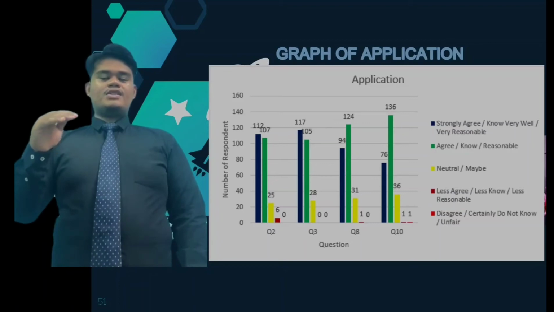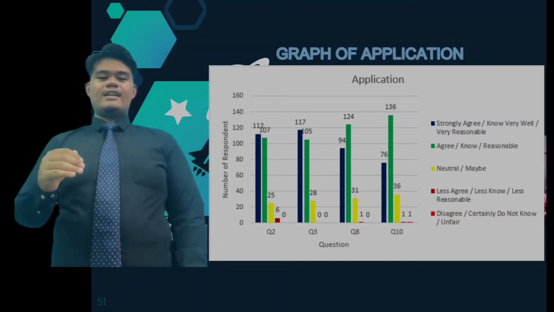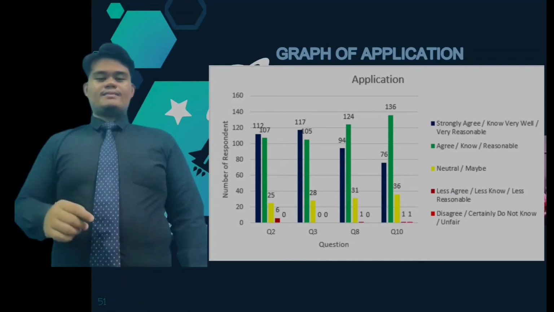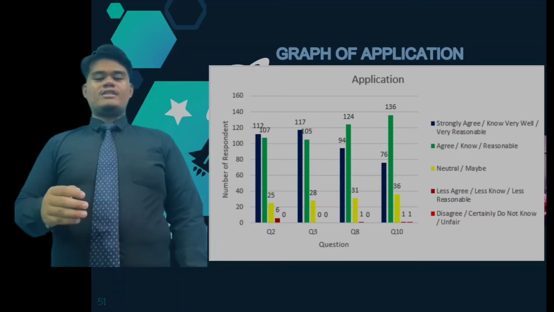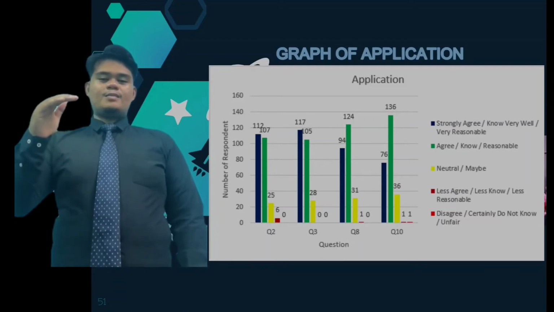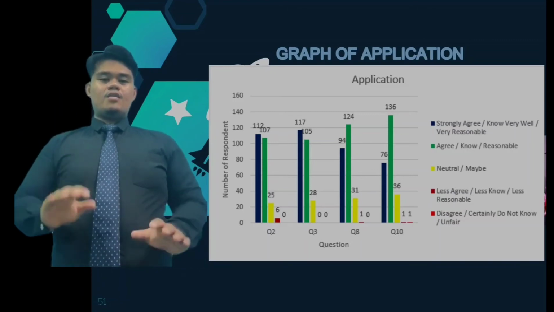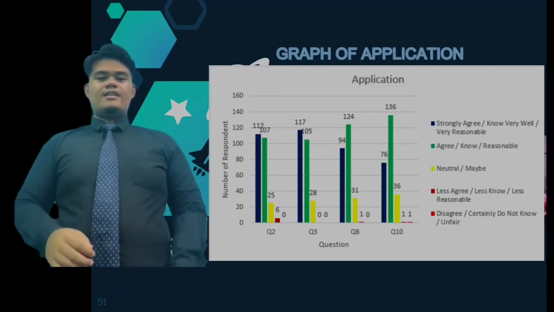For the next question, the highest number of respondents who selected agree was 124, and the lowest who responded disagree was only 1. For the last question for this phase, the highest number who selected agree was 138, and the lowest who responded disagree was only 1.